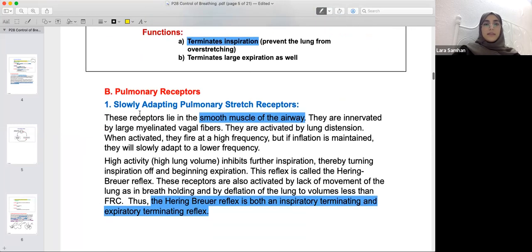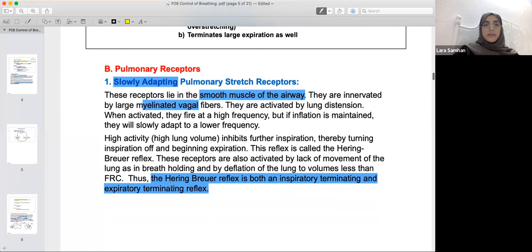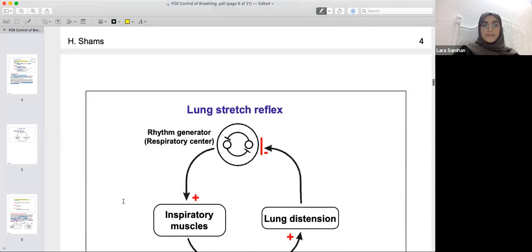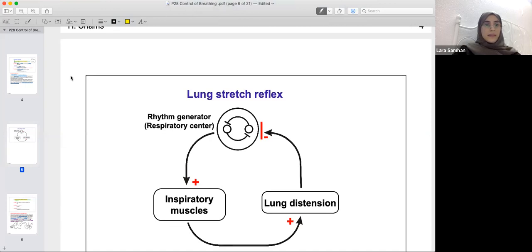Okay, perfect. Now, we're going to review everything we said in regard to this slowly adapting receptor. It's basically available in the smooth muscle of the airway, and it's myelinated. It has a vagal nerve, and it helps in maintaining the inflation and the deflation of the lung. We don't want the lung to be over inflated or deflated. And also, in regard to this slowly adapting pulmonary stretch receptor, or the Hering-Breuer reflex, it helps in terminating both the inspiration as well as the expiration if it's been going in a pathological or abnormal way. Okay? Is it clear? Clear?